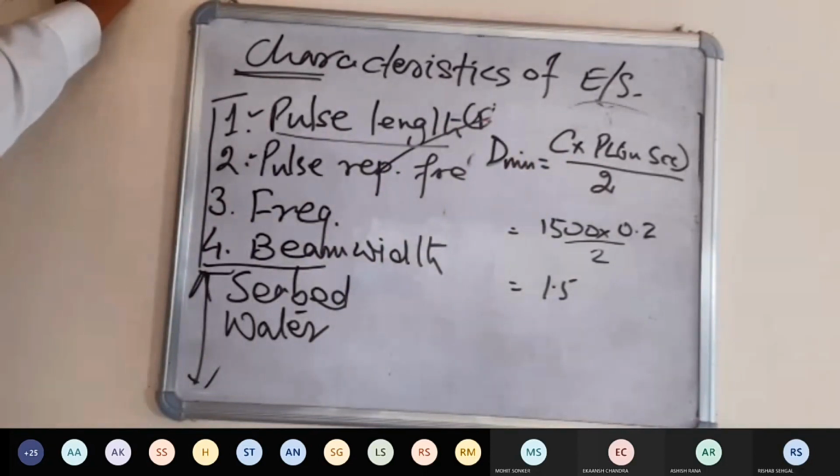Cannot read less than that. If the pulse length is 1 millisecond, the depth readable will be 75 centimeters. That means 0.75 meters.